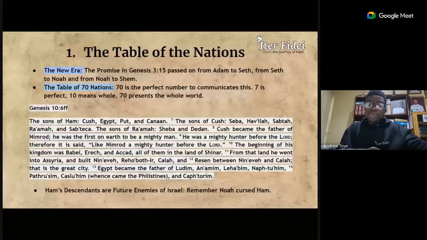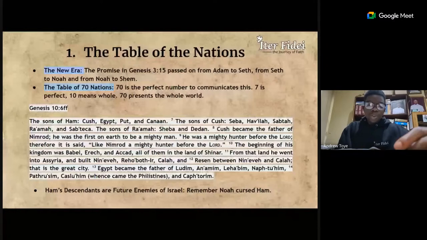So the three sons of Noah give rise to 70 nations. If you count the number of nations in chapter 10, they amount to 70. So Noah and his children give rise to 70 nations that populate the entire world. And that's why we call it the table of 70 nations. This is significant because God's salvific purpose, even under the old covenant, has the whole world in view. 70 is a perfect number to communicate this. 7 means perfect, and 10 means whole. So 7 times 10, meaning 70, that's the whole world, the perfect new world in view.